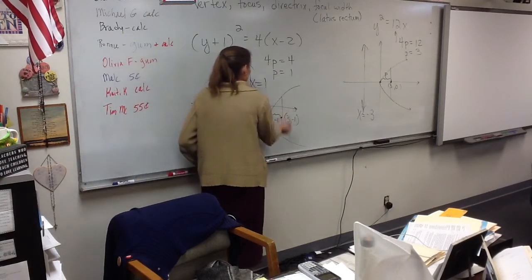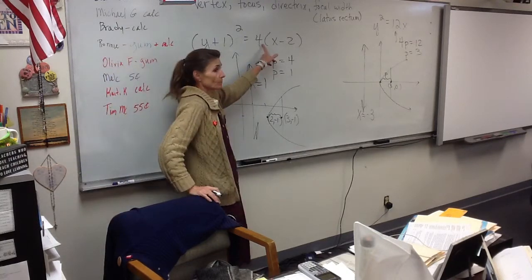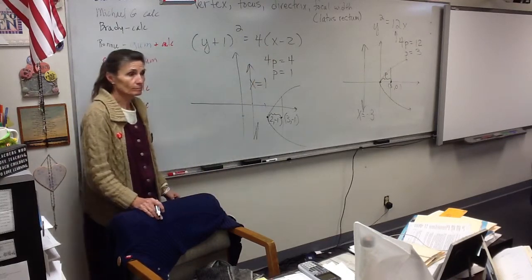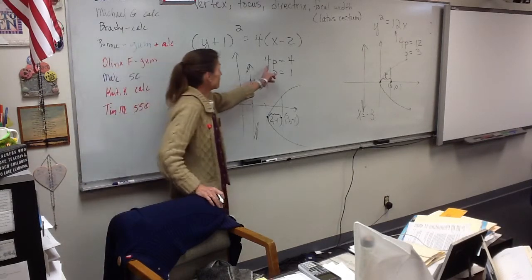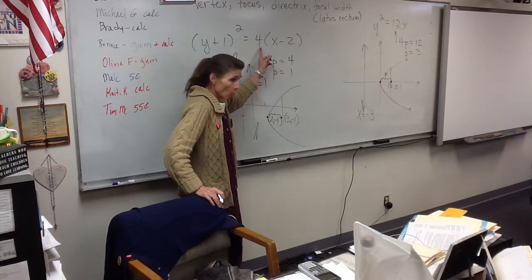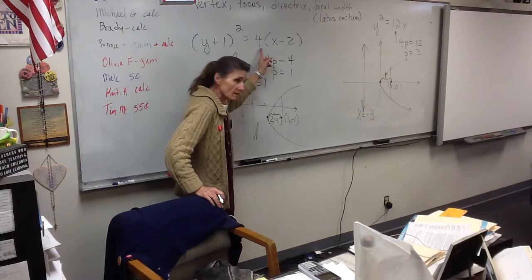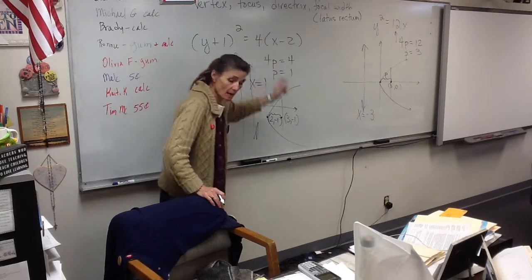How wide is your parabola? What is your focal width this time? 4. Bryce, where'd you get the 1 for the P? If 4p is 4, it's always 4p. It's always 4p. 4p equals this number every time.